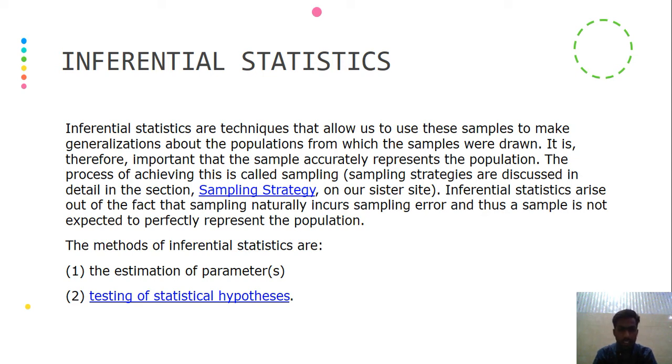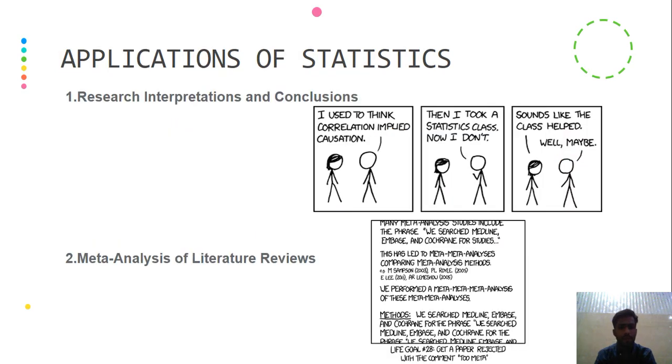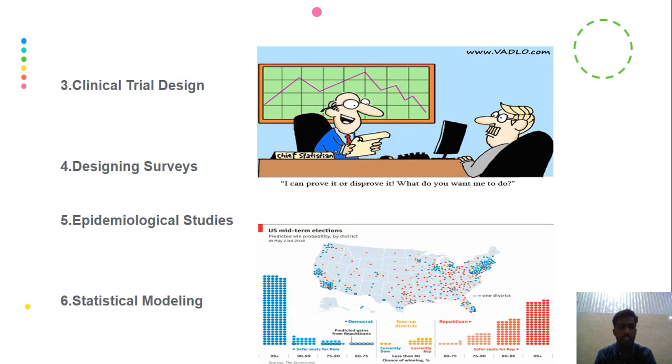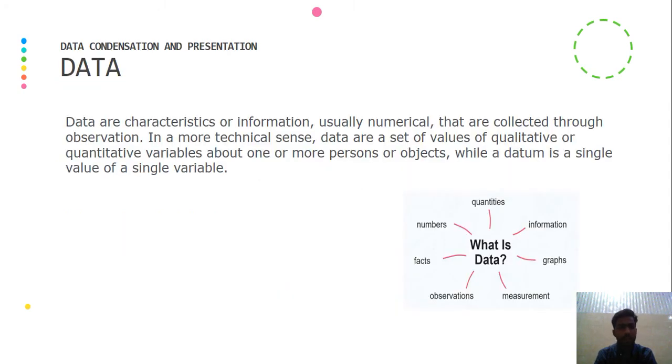The methods of inferential statistics are: number 1, the estimation of parameters, and number 2, testing of a statistical hypothesis. Applications of statistics. Number 1, research, interpretations, and conclusions. Number 2, meta analysis of literature reviews. Number 3, clinical trial design. Number 4, designing surveys. Number 5, epidemiological studies. Number 6, statistical modeling.